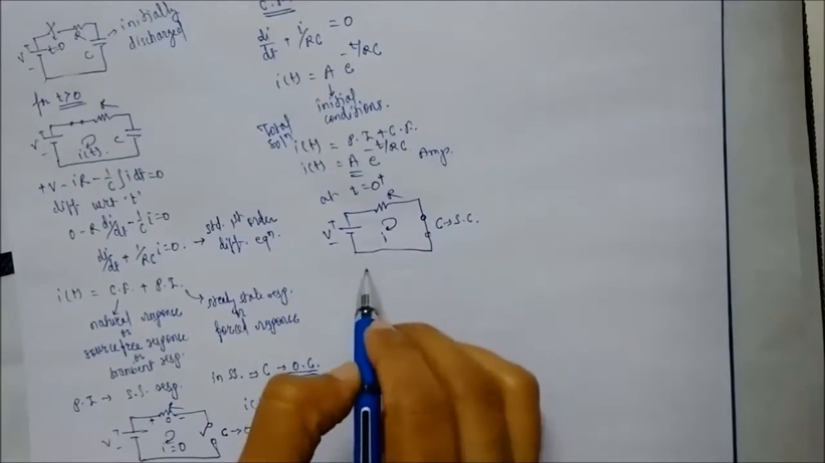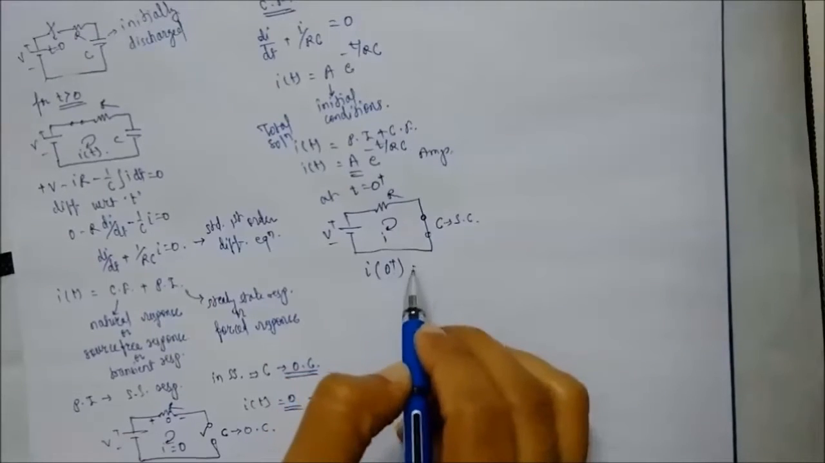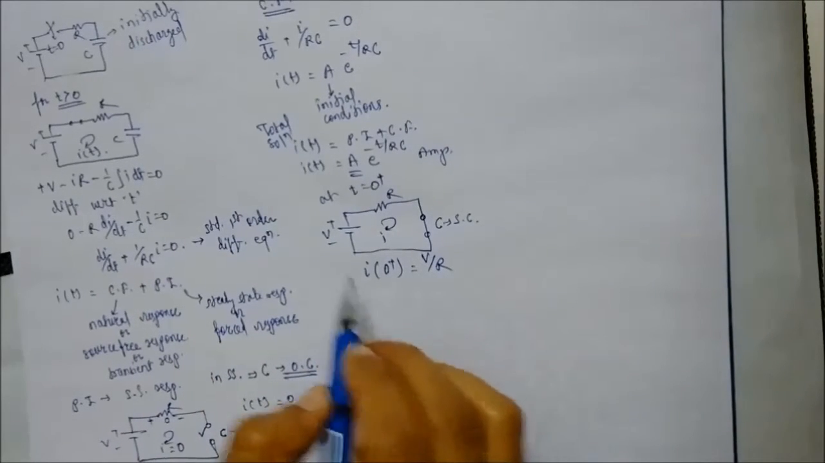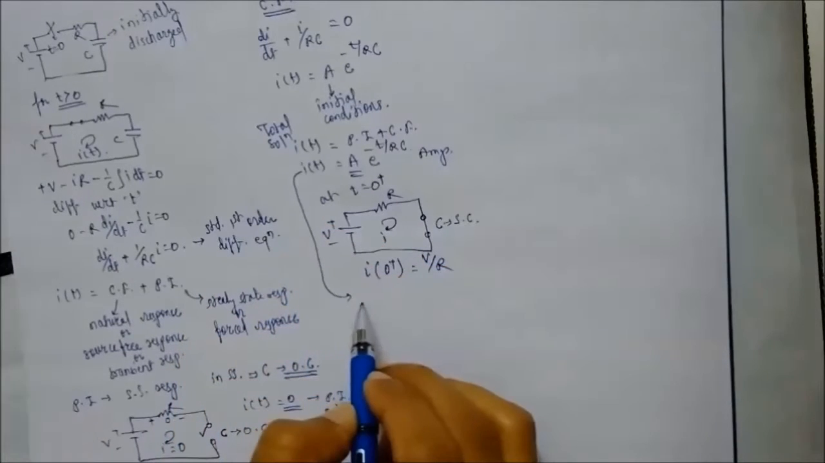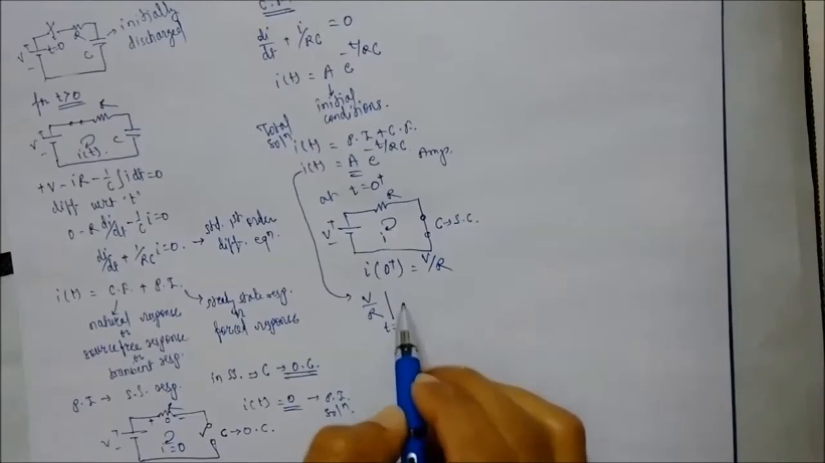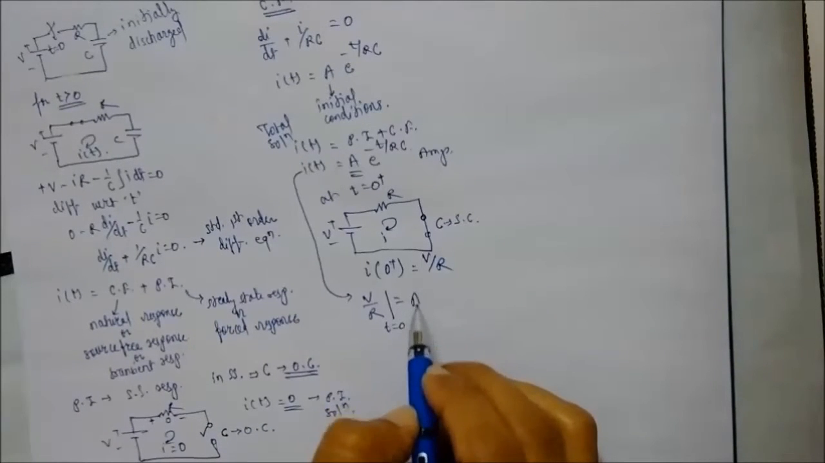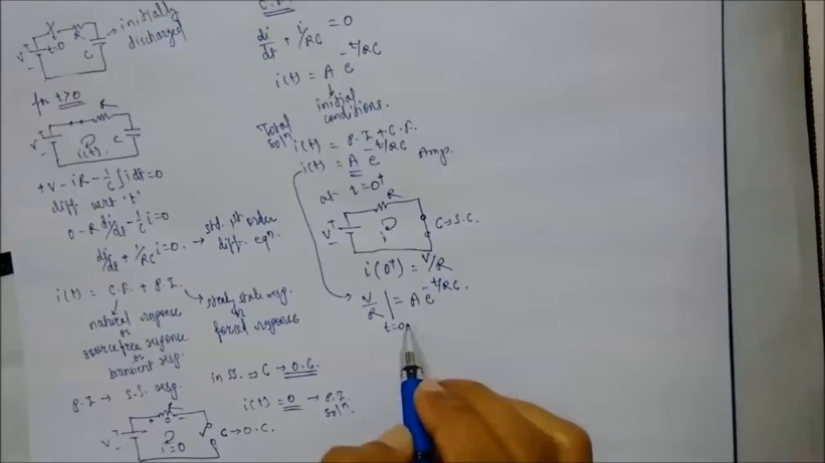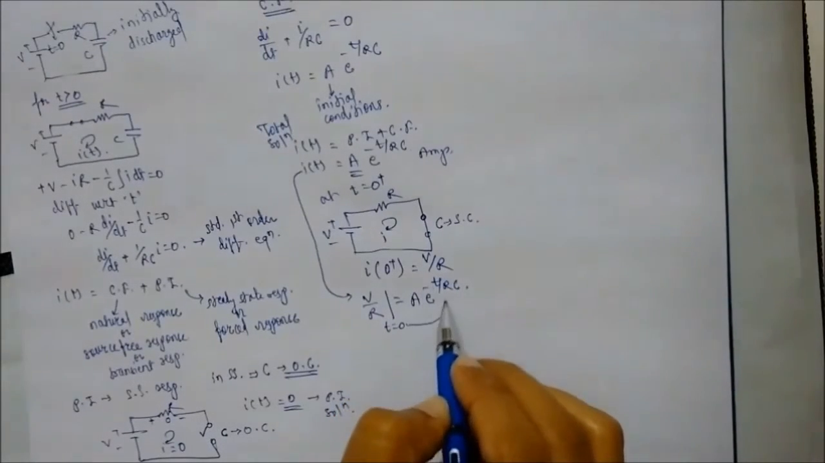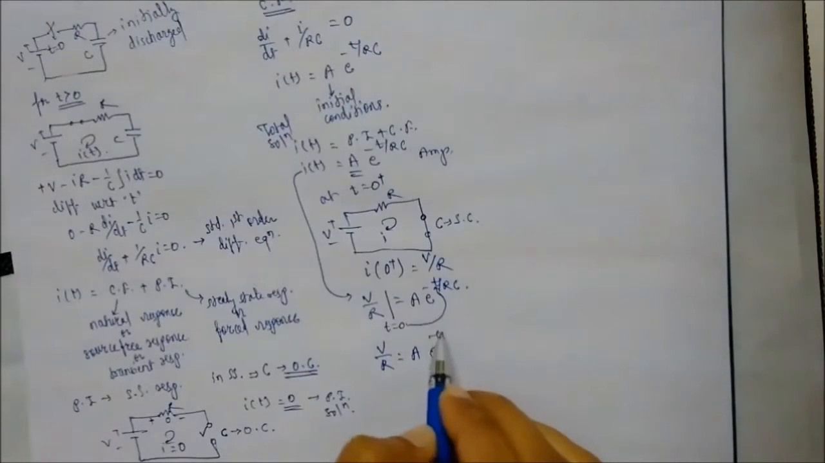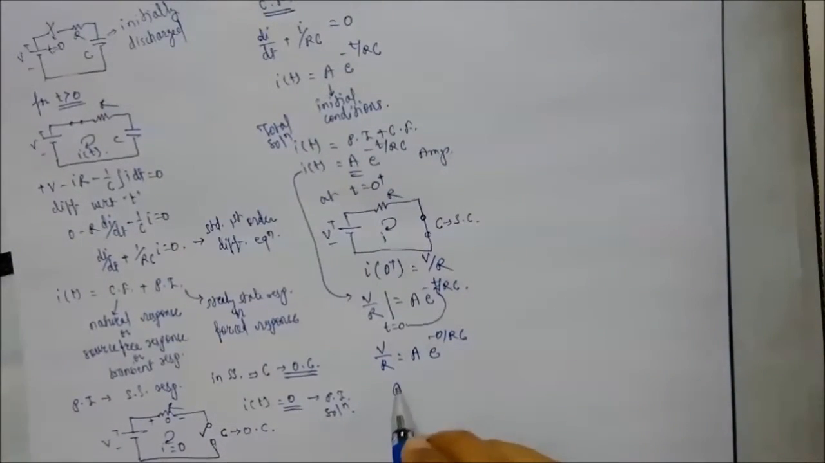So what is the value of I at t equal to 0 plus? It is purely a resistive circuit, so it is equal to V by R. V by R at t equal to 0 is equal to A e to the power minus t upon RC. Now substitute t equal to 0 at this place also. V by R is equal to A e to the power minus 0 upon RC. That means we get A is equal to V by R.